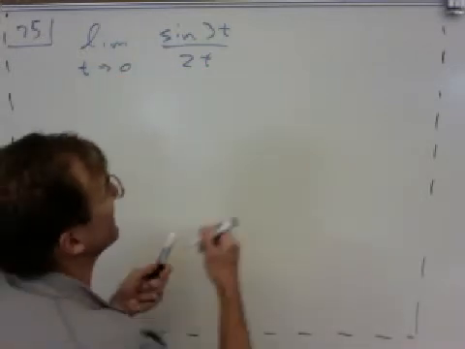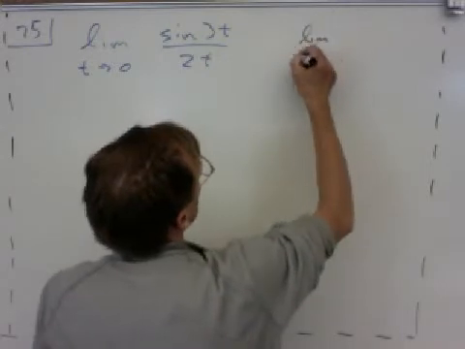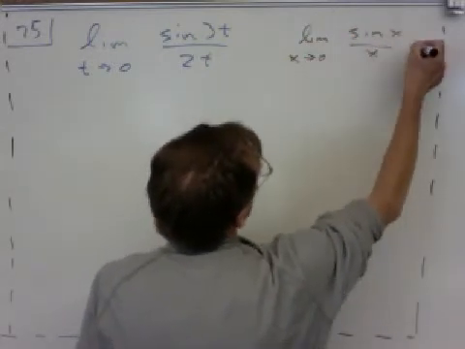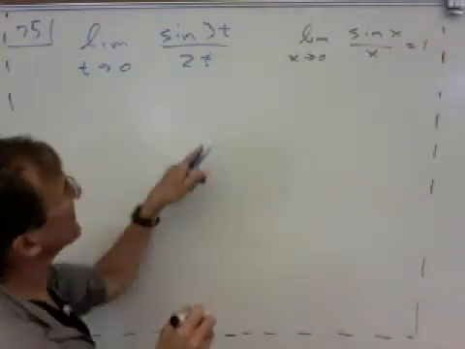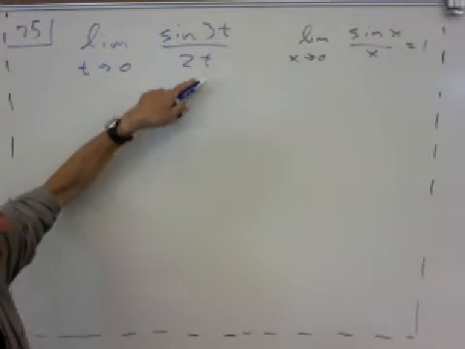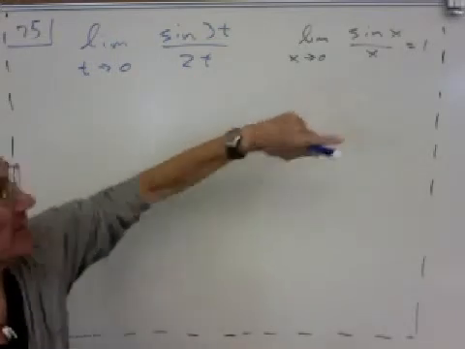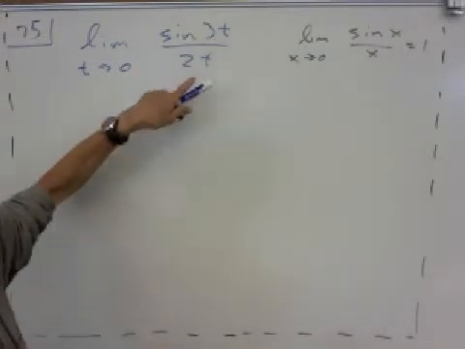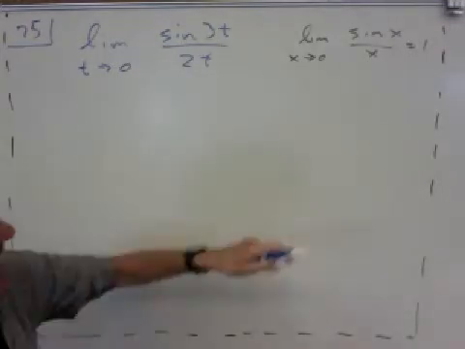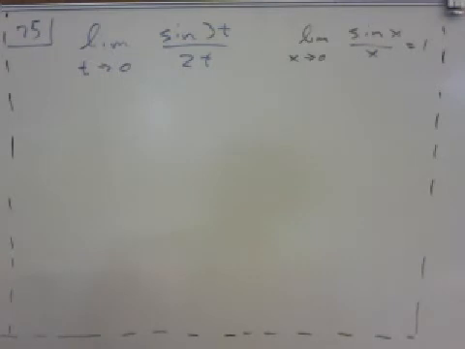saw today that the limit as x approaches 0 of sine x over x equals 1. But this is not exactly the same as that. If this were sine of 3t over 3t, then we could use this theorem to figure out what the limit is. But this is 3t over 2t, so it's the sine of 3t over 2t. So it's not exactly like this, so it doesn't quite fit into that.